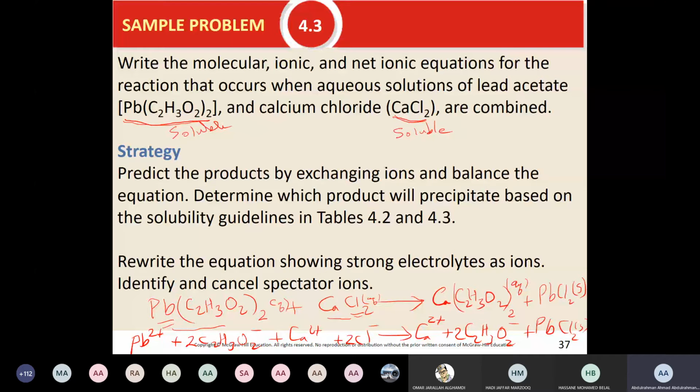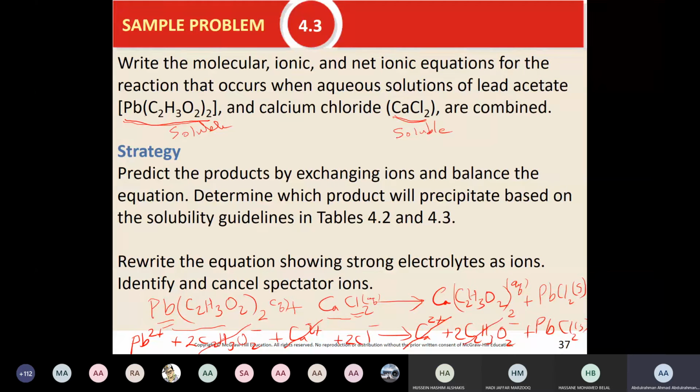What do you call this equation, the second equation? Ionic. Where are the spectator ions? Everything except Pb and Cl. Exactly. Ca is a spectator ion. What else? 2C2H3O2 minus. Acetate is a spectator ion.